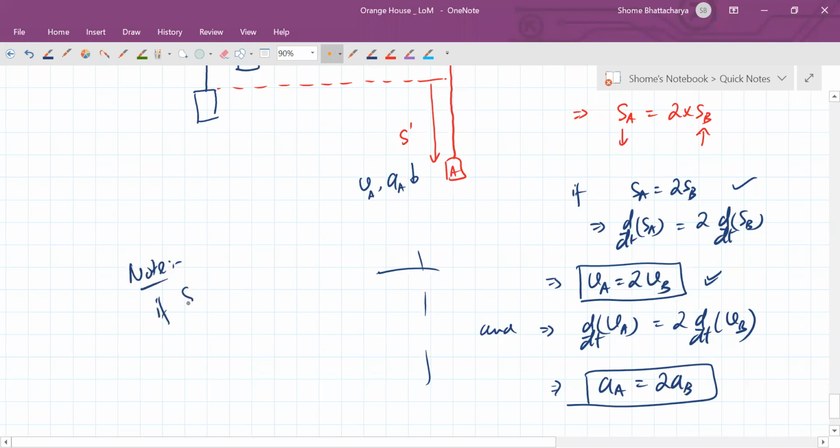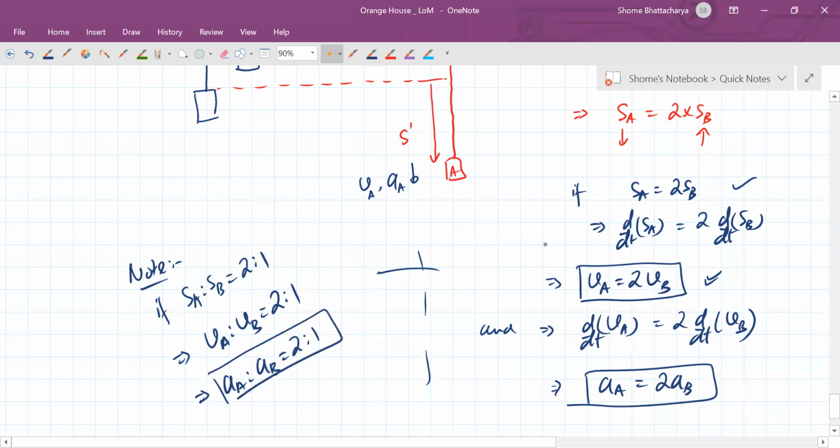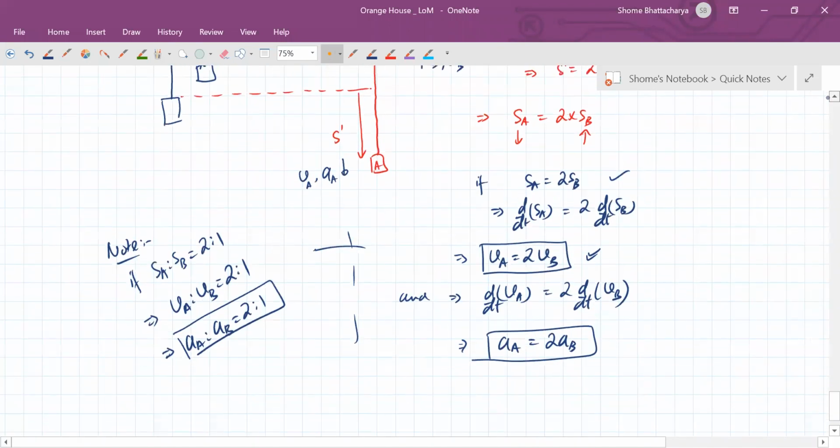If the ratio of displacements is 2 is to 1, it implies that the ratio of velocities will also be 2 is to 1, and that implies that the ratio of accelerations will also be 2 is to 1. ना अगेन हर बार हमको डिफरेंशिएट करने की जरूरत नहीं, we'll just understand this relation कि जो भी रेशियो डिस्प्लेसमेंट्स का ही होगा सेम रेशियो वेलोसिटी और एक्सीलरेशन का भी होगा.